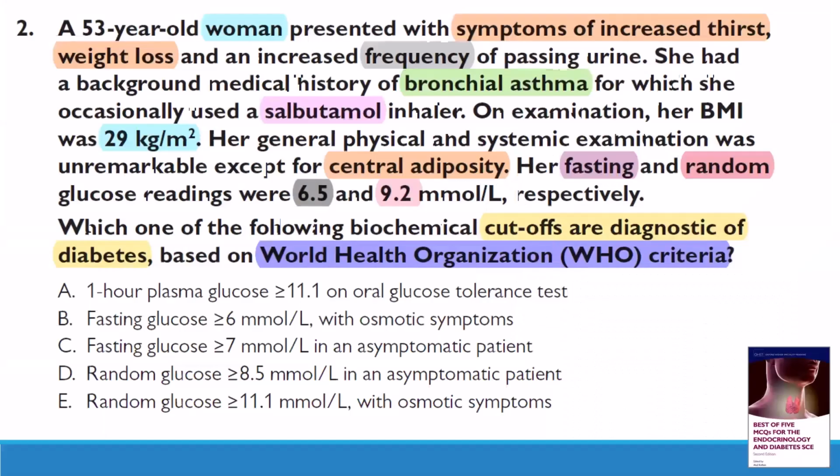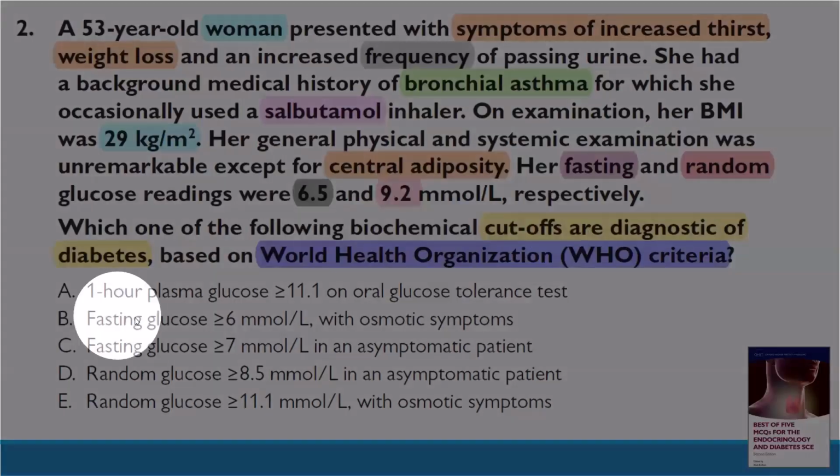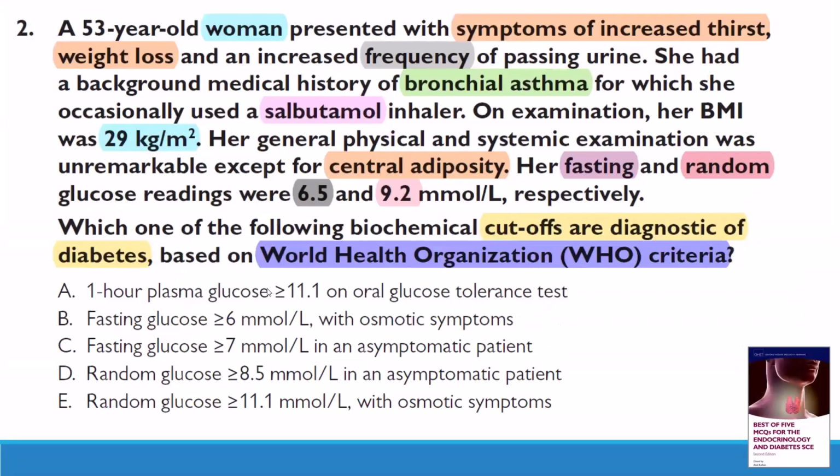So they ask about the cutoff point, the diagnostic criteria for diagnosis of diabetes according to the WHO. In a best-of-5 question, we can exclude some options like this. They ask about the diagnostic criteria for diabetes mellitus. One hour plasma glucose more than... is it a diagnostic criterion? Actually, no. One hour plasma glucose on the oral glucose tolerance test, we should ignore this value. So option A is incorrect.